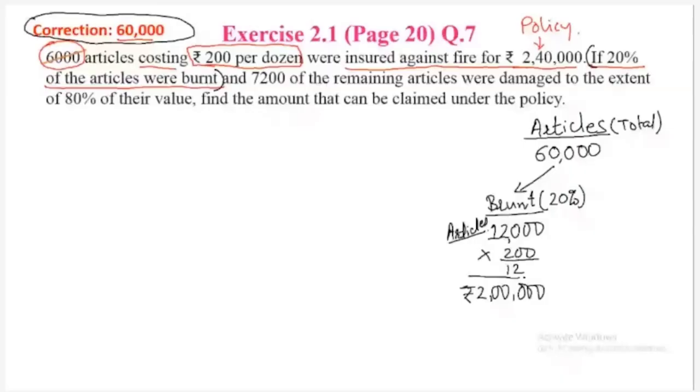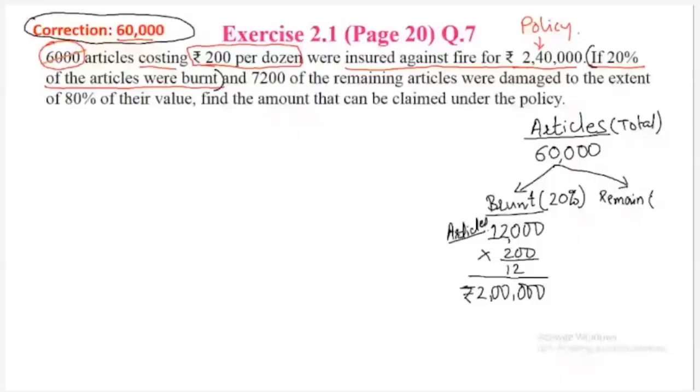So into 200 upon 12, and that gives you rupees 2 lakhs. Clear? Clear, dear students? Now, how many are remaining? If 20% is burned, how much is remaining? 20% is burned, so remaining is 80%.